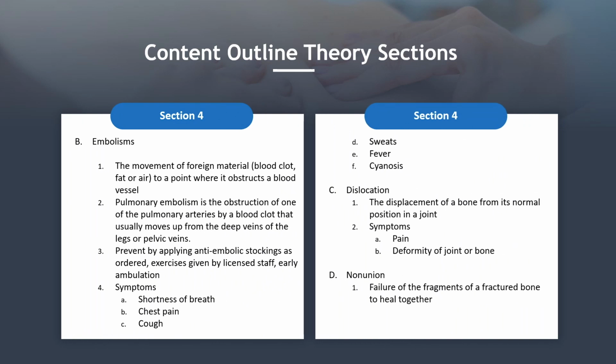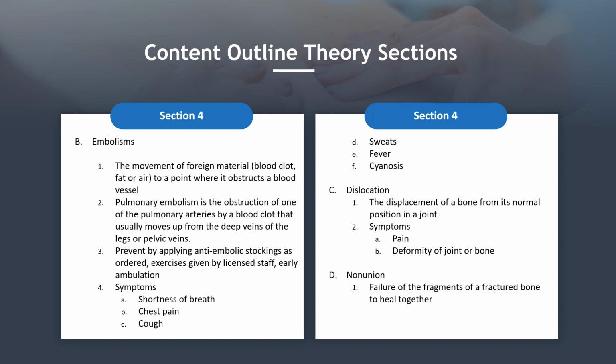Embolisms, the movement of foreign material, such as a blood clot, fat, or air, to a point where it obstructs a blood vessel. Pulmonary embolism is the obstruction of one of the pulmonary arteries by a blood clot that usually moves up from the deep veins of the legs or pelvic veins. Prevent by applying anti-embolic stockings as ordered. Exercises given by licensed staff, and early ambulation. Symptoms can be shortness of breath, chest pain, cough, sweats, fever, and cyanosis.